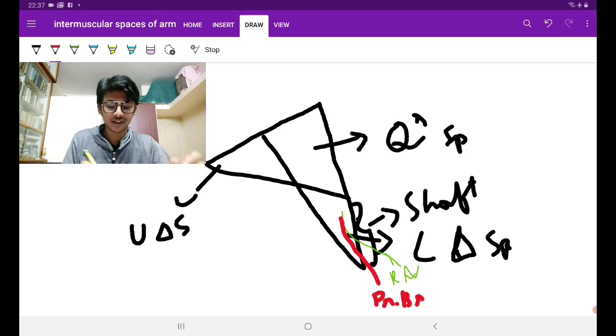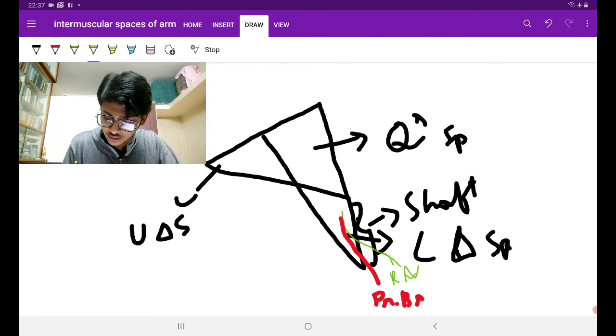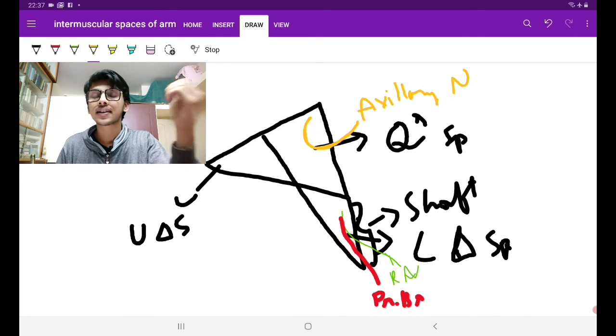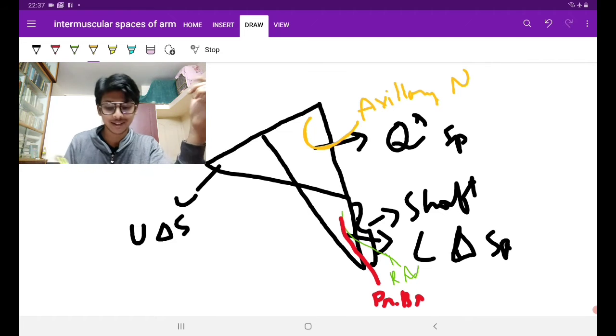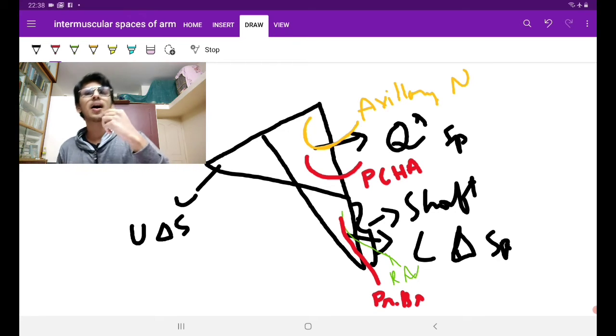Now the contents of the quadrangular space. There is one very beautiful nerve going here, which is winding around the surgical neck of the humerus, which is damaged when there is a fracture. That is the axillary nerve. Axillary nerve, isn't it? Then along with the axillary nerve, do we have an artery? There is an artery there. What is it? Posterior circumflex humeral artery, isn't it? Then what is the structure of the upper triangular space?